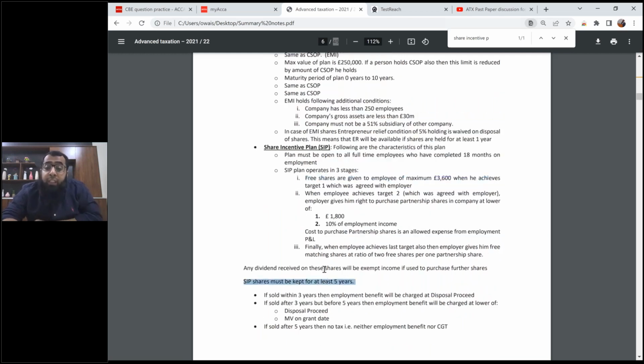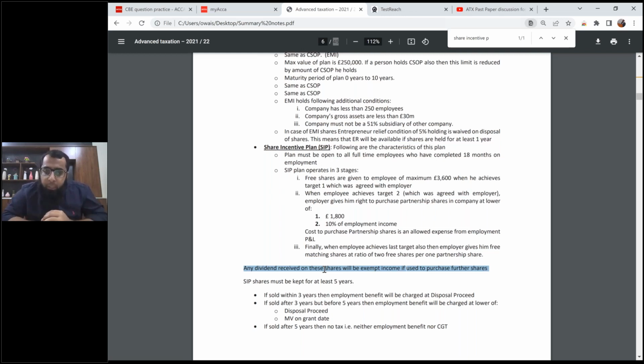If you are receiving any dividend, that dividend will also be exempt from tax if you use it to purchase further shares. While you are doing the past papers, reference to the summary notes can be an easy help for you. These summary notes cover maximum of the rules. Almost all the rules are covered in it, but if you find that any small thing is missing, you can update it.